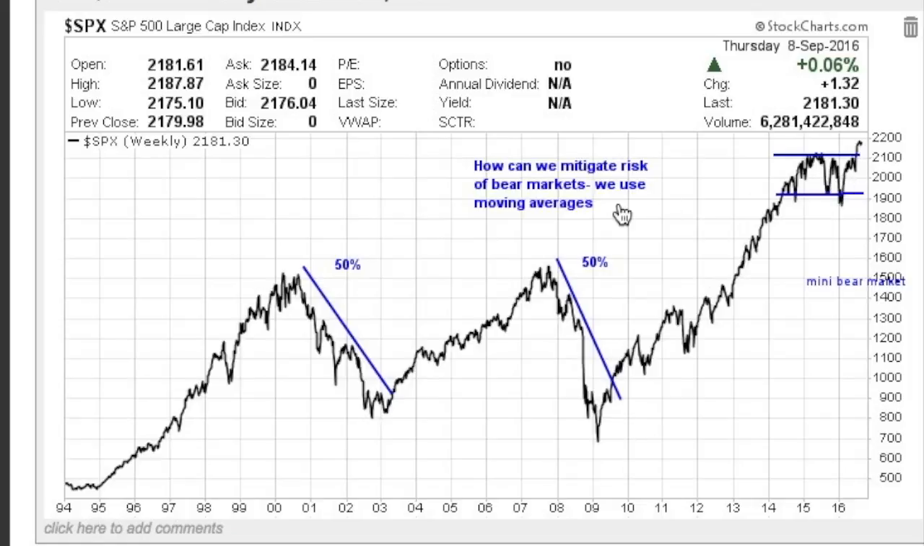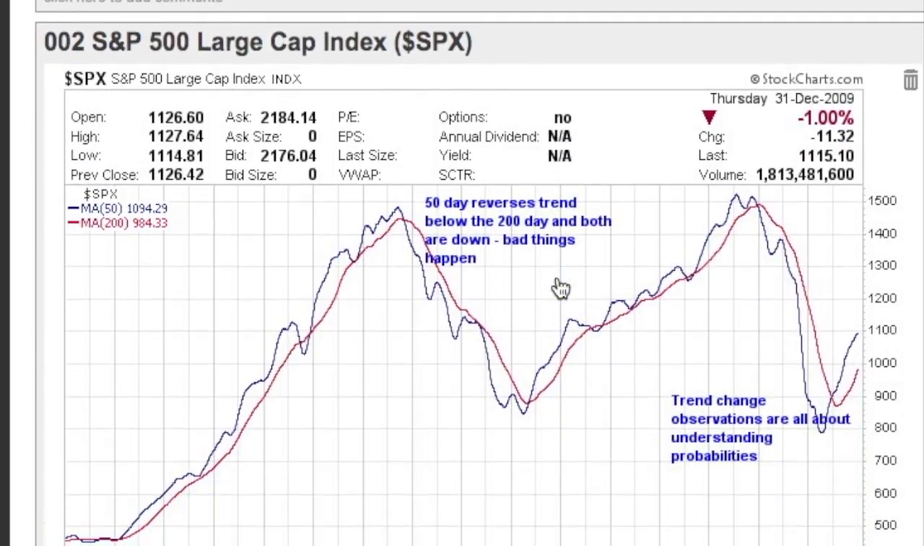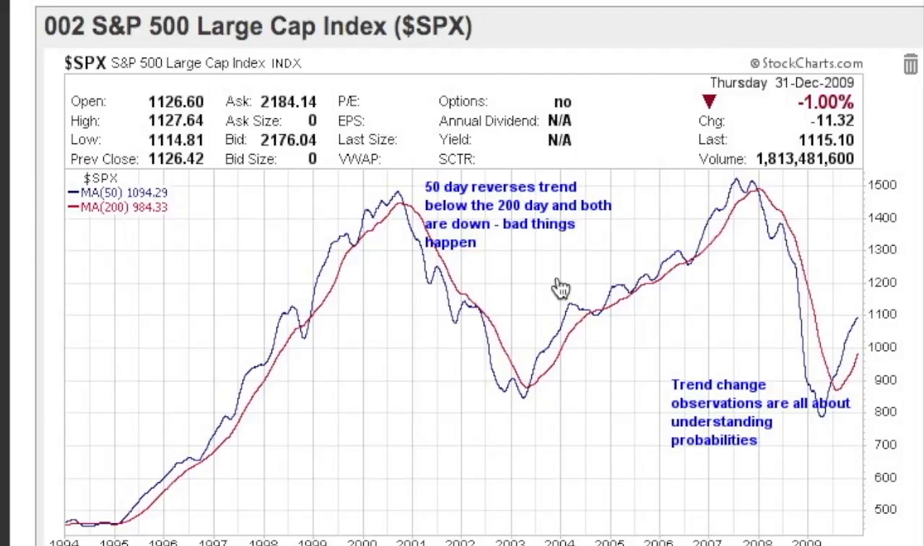Now, if we move to the next graph and we take the same time period and we remove price, we replace price with the 50-day moving average compared to the 200-day moving average. What you're looking for with trend analysis is changes. You're looking for changes in trend, reversals in trend, things like that.